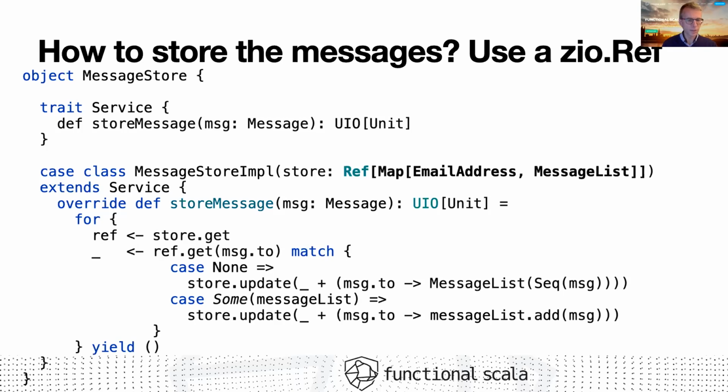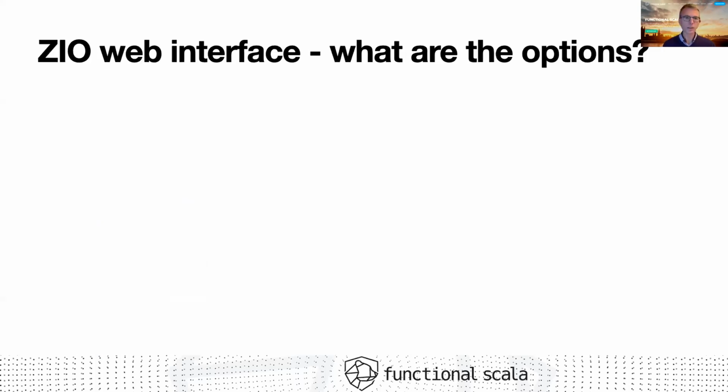So there's a little bit of semantics here when you work with the ref. So you can see this store.update. It takes with this underscore the current value of the ref, and then it adds something to it because it's a map. Now, by using this service pattern, I can instantiate this once and then pass it into the SMTP server, and the SMTP server can use it to store the messages as they come in.